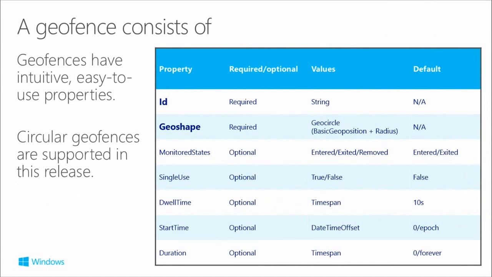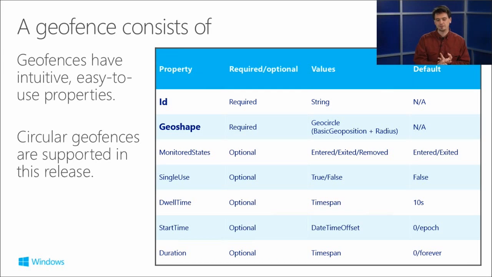A geofence has a lot of really cool, easy to use properties, but you don't need to use any of them. All you need is an ID for your geolocation and a geo shape, which is just a geo position and then a radius around it. Circular geofences are the only ones we support. We don't have geopolylines, but we make up for that with something you're going to see in the next slide.